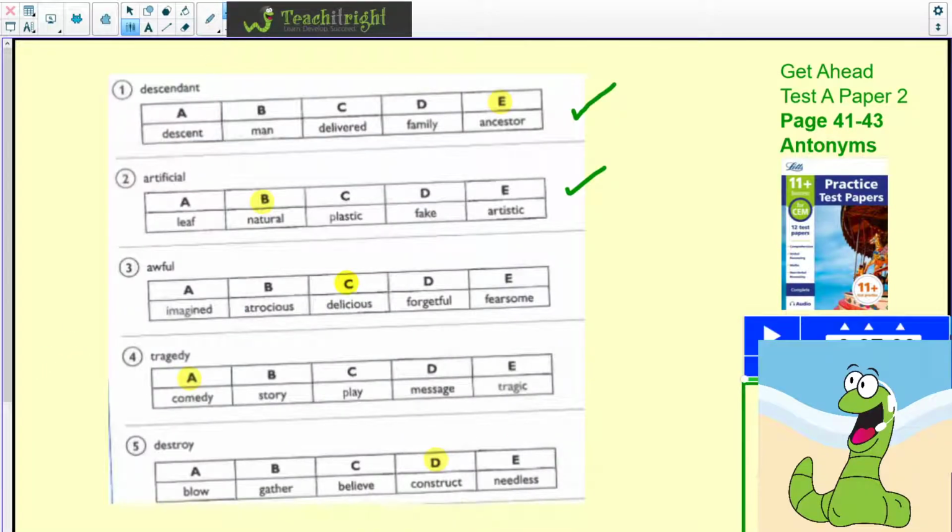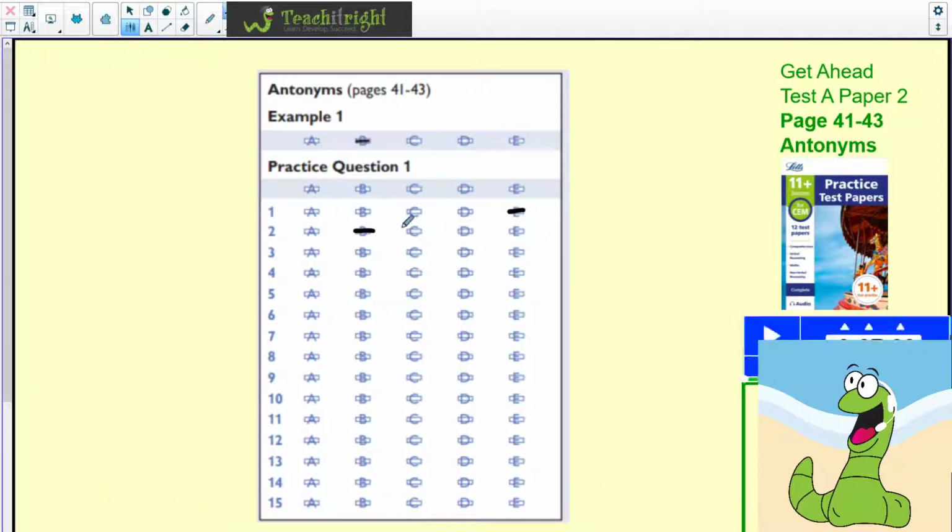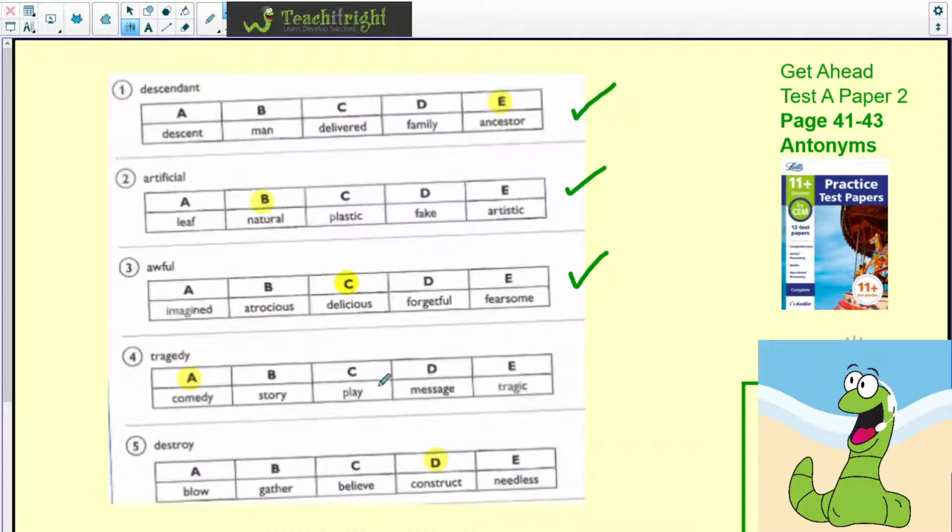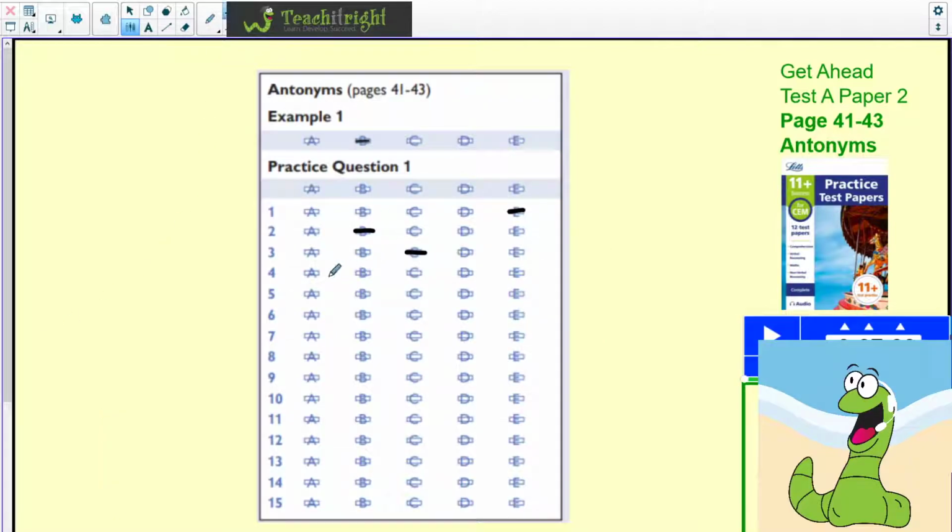Number 3, we've got awful and delicious, often referred to sort of in terms of food. Mark down C. I'll actually do that one again just to make sure it is right the way through the letter. That's right. And let's have a look at number 4, tragedy and comedy. So tragedies tend to make you cry, comedies make you laugh. So they are opposites. So we've got 4 is A.